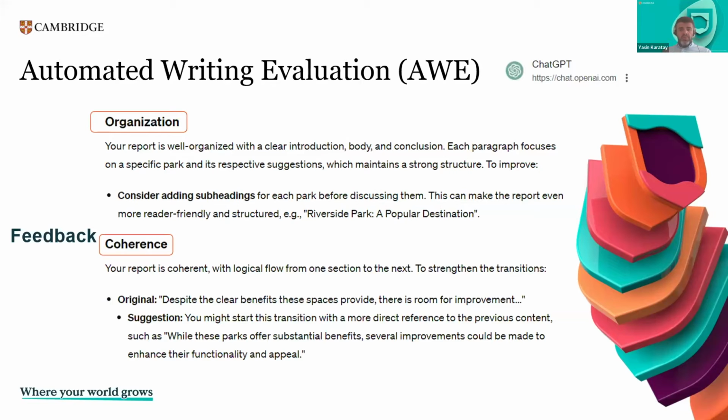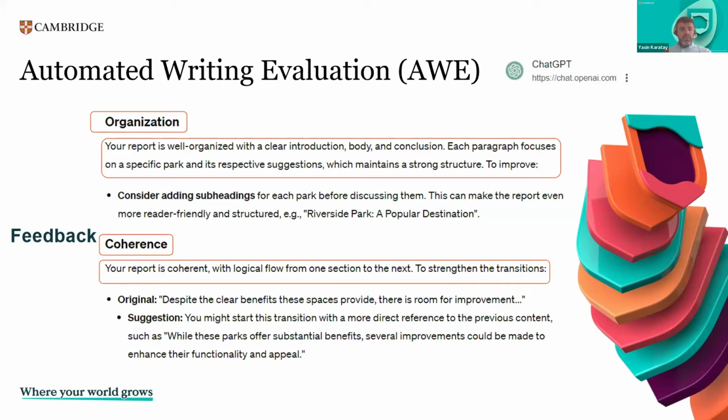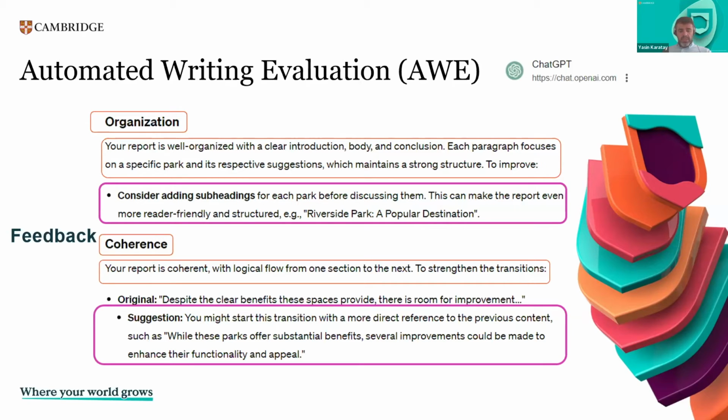First, it gave me an overall comment or feedback for each category, as you can see in these red boxes. For organization, for example, it says, your report is well organized with a clear intro, body, and a conclusion. For coherence, it says your report is coherent with logical flow from one section to the next. Then it came with more specific feedback to improve each specific aspect of my writing, such as, for example, consider adding subheadings or use more direct reference to the previous content, such as, and then it gives the corrected version. So what you see here is just a piece for each category. I had more items on different aspects too, like I said. And most of the time, I should say that the feedback I got was actually really good.